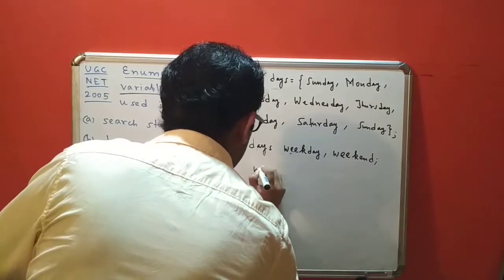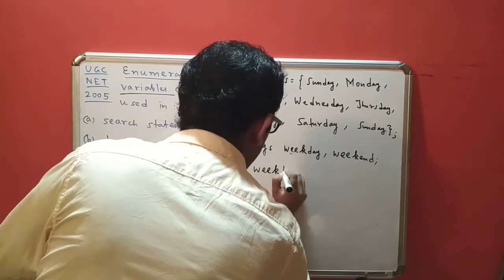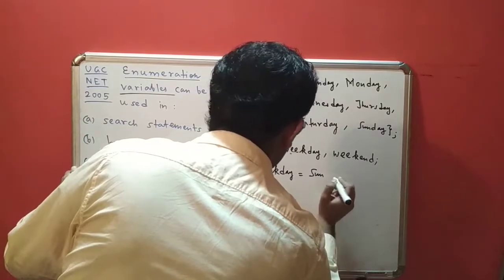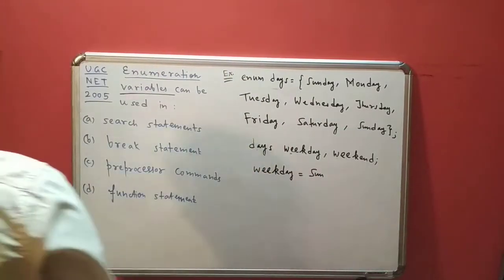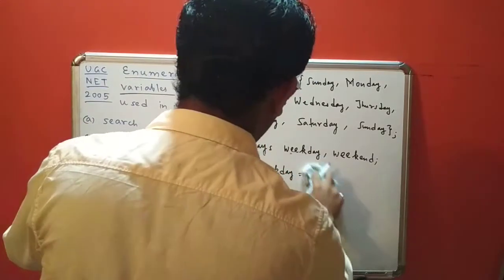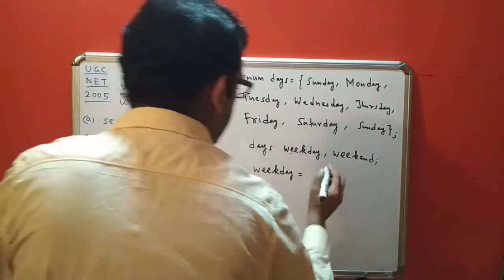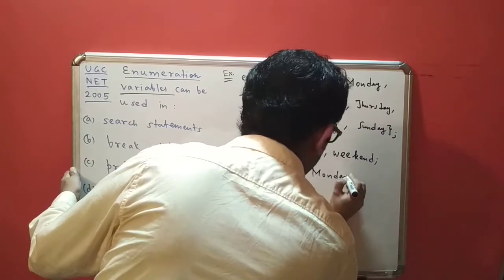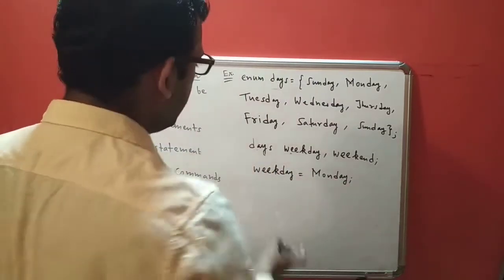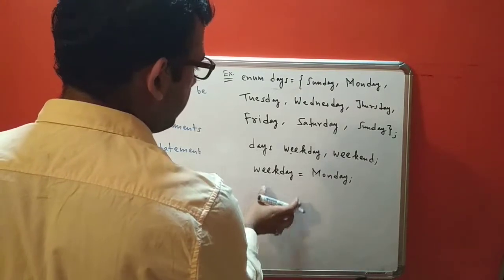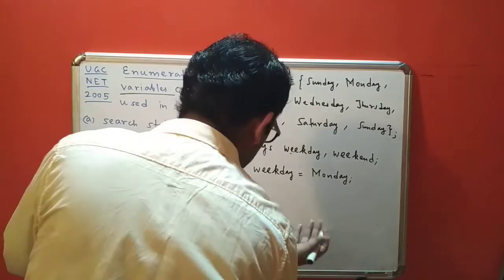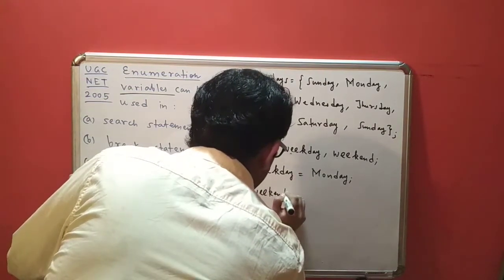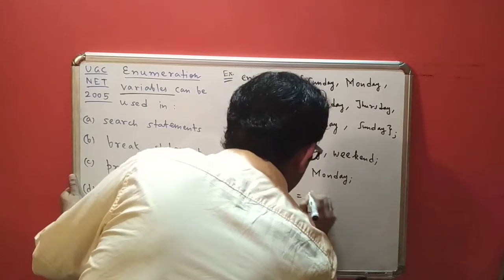Okay. Now what I can do is, I can assign values to weekday and weekend. How can I do that? I can write weekday equal to... weekday won't be a Sunday, right? Weekday will be anything from Monday to Friday. So I can write weekday equal to Monday. Even if I write Sunday, it's not a mistake, but then it would defeat the reason why I've taken this variable name. It would defeat the purpose. So if I write weekend, then it would be apt if I give it a value of Sunday.